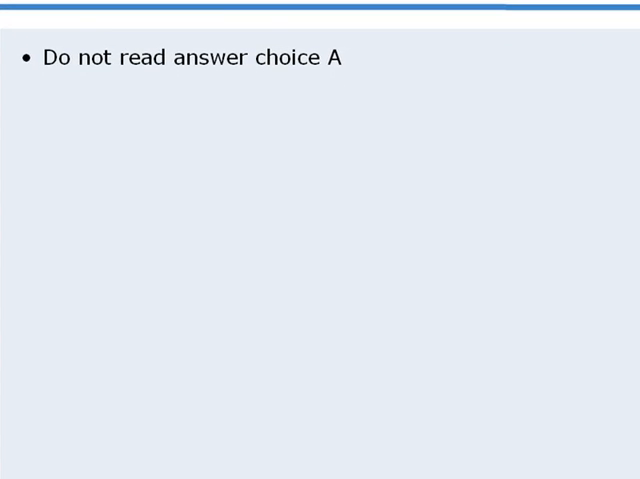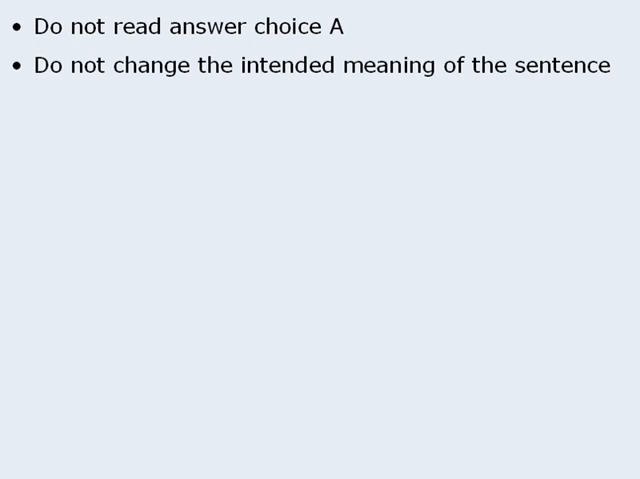sentence. Next, make sure that you do not change the intended meaning of the sentence. So if you encounter two answer choices that are equally correct with respect to grammar and concision, choose the answer that best maintains the intended meaning of the original sentence.